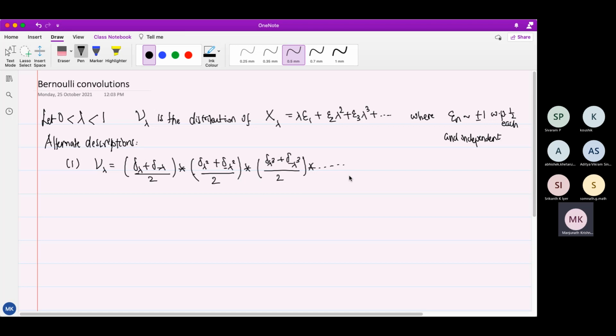So an infinite convolution of Bernoulli distributions. Each of these is a symmetric Bernoulli. The points are going to 0 fast, and that's why the infinite convolution makes sense. Now, this is not the only thing Bernoulli convolution is, but we'll stick to this one.